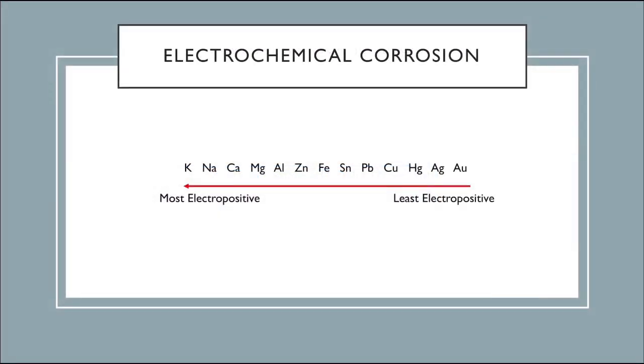Electrochemical corrosion occurs when two metals with different electropositivities come into contact with an electrolyte. This will cause a redox reaction. So what would happen when these two different electropositive metals come into contact? Well, one of them will corrode.